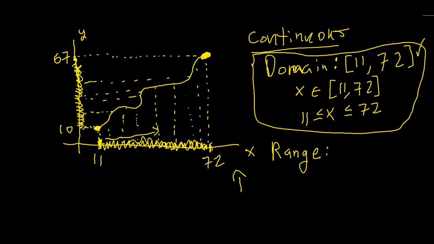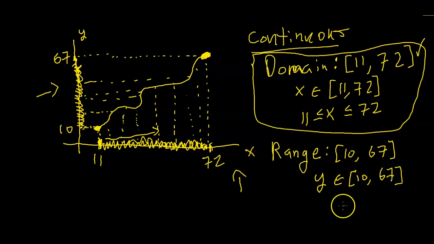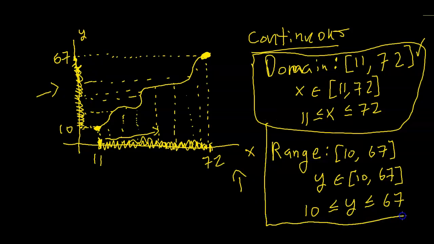So the range of this function is this entire interval here, and we can write it in interval notation. It starts at and includes positive 10, and goes up to and includes positive 67. We can write it as all y values from and including 10 up to and including 67, or as a compound inequality: all y values less than or equal to 67, but also greater than or equal to 10. So we can write the domain and the range of this function.